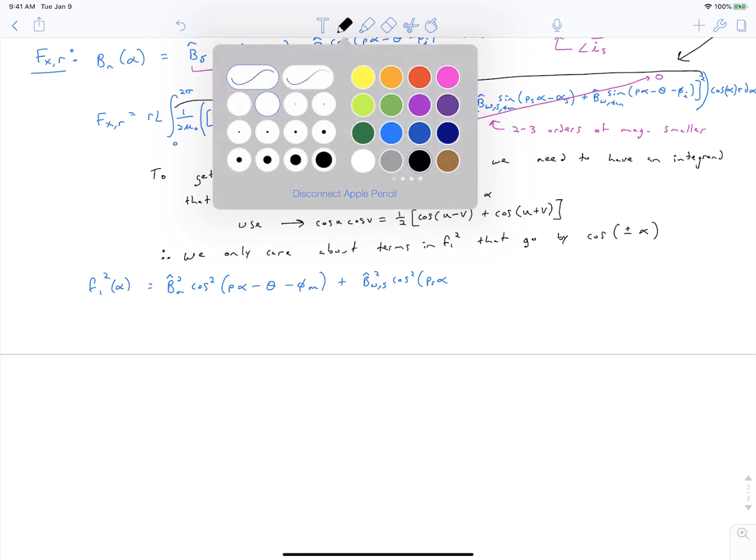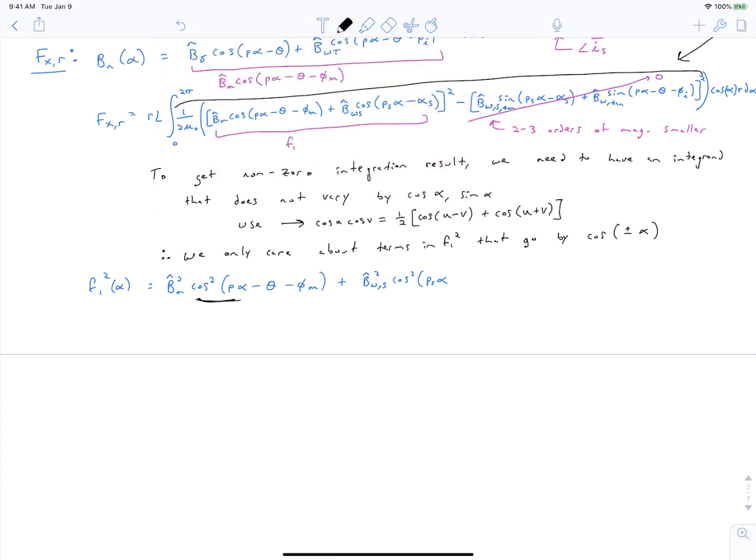You can see that this very first term right here, when we evaluate the cosine squared using this, we're going to get cosine terms that either go by 2p alpha, and if you multiply a cosine of 2p alpha by the cosine of alpha, there's no way you get the alpha to disappear. Or we get a term that is the cosine of theta plus phi m with no alpha in it, but when you multiply that by the cosine of alpha, the alpha still survives, and it won't make it to the integral. It'll become 0 if you integrate that over 2 pi. That means that this entire term doesn't matter. It doesn't survive the integral.